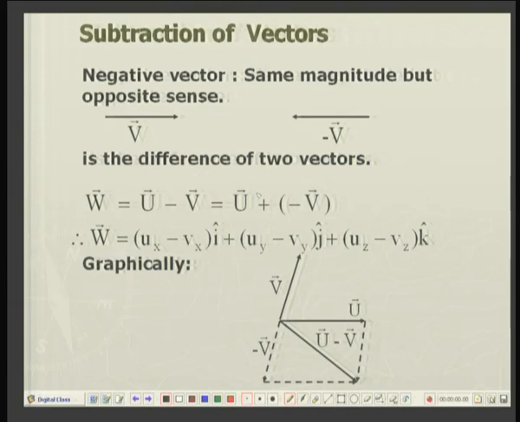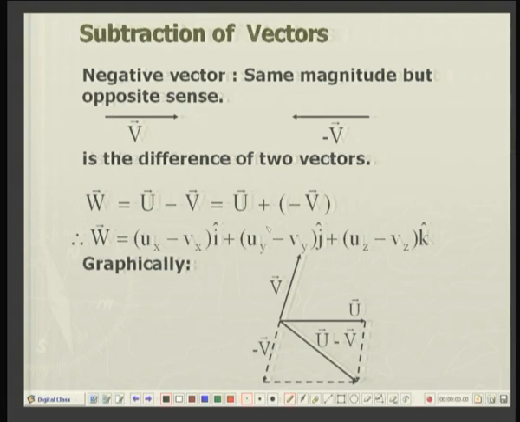So we can write that the vector w is equal to, component wise, (ux minus vx) times the i unit vector plus (uy minus vy) times the j unit vector plus (uz minus vz) times the k unit vector. So the components of the difference vector w are obtained by taking the difference of the corresponding components, that is ux minus vx, uy minus vy, uz minus vz.